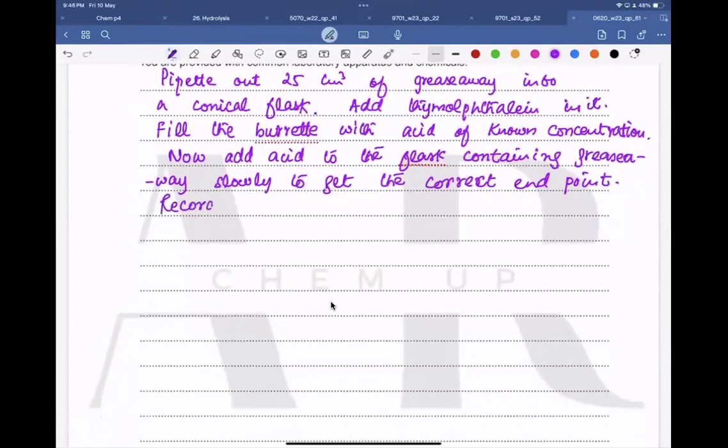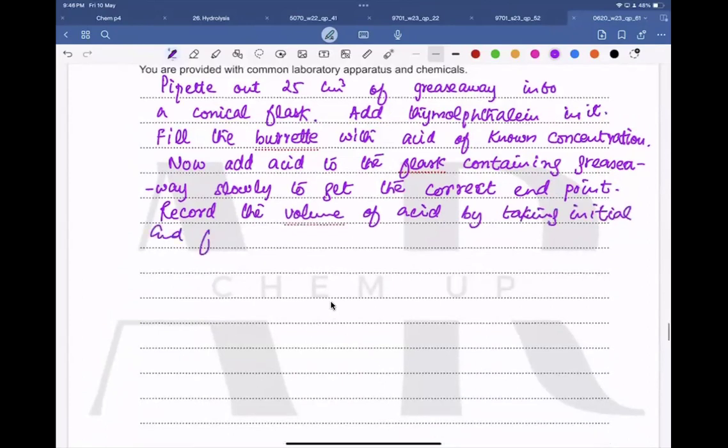Now record the volume of acid by taking initial and final volume readings from the burette. Okay, till here, is this clear to all of you?